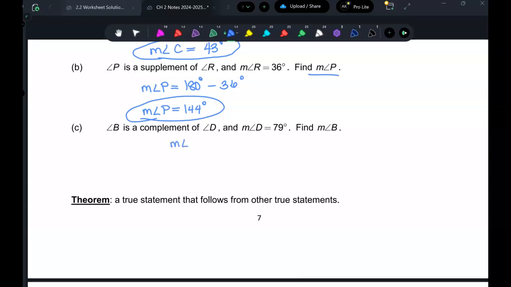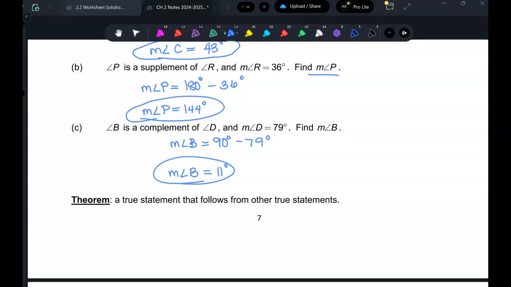Okay, measure of angle D and B are complements. Oh, sorry. We're finding the measure of angle B if measure of angle D is 79. So this is going to be 90 minus 79 degrees. Jonah, you said 11. Okay. All right. So far we're good.